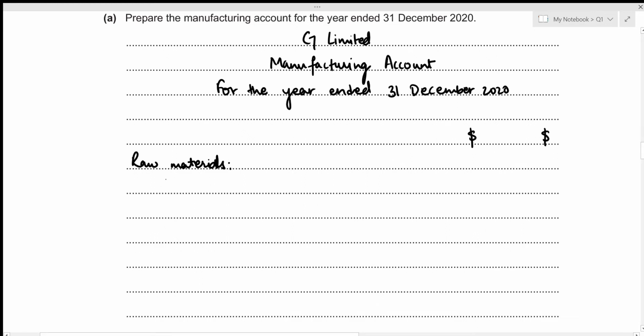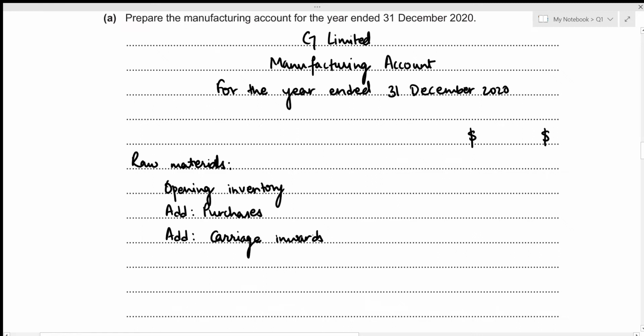So that's going to be opening inventory. Then we will add our purchases like we used to do in our cost of goods sold. And we also know that there was a transportation cost for raw materials, which means that there is carriage inwards. So we need to add that cost as well. Then lastly, we will subtract our closing inventory. And with this, we will get our total cost of raw materials consumed. So let's have a look at our above information in order to figure out the amounts for these four headings.